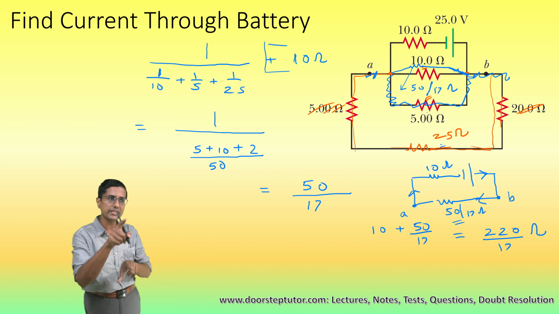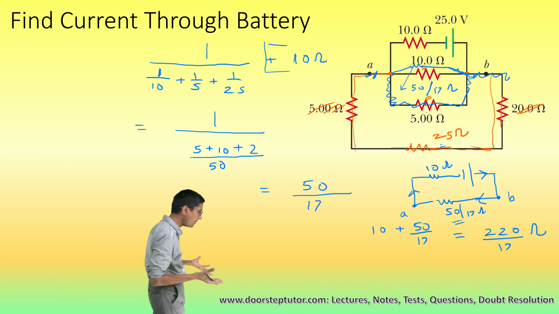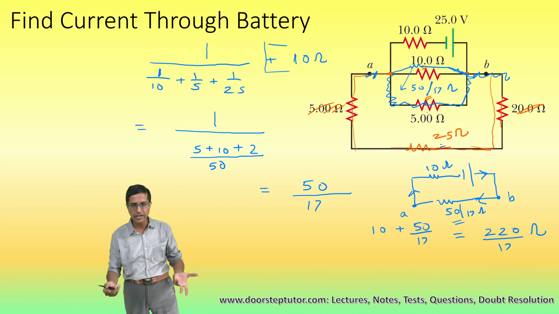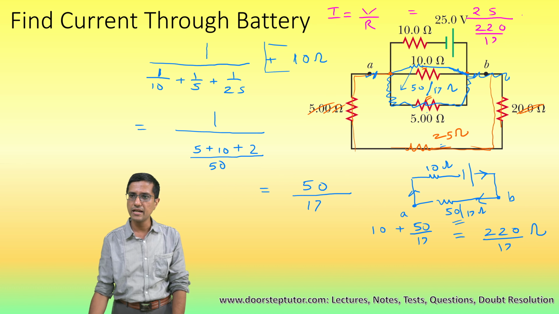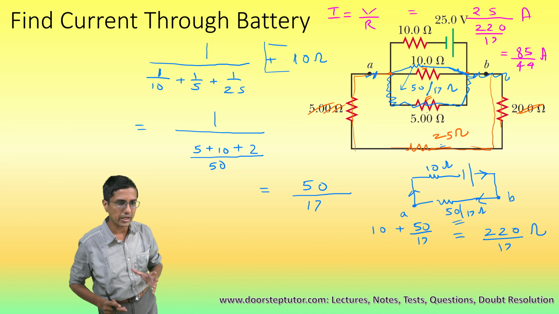We have found the resistance, but we actually need to find the current through the battery. We already know the formula for that, it's not very difficult. I is equal to V by R. So this becomes 25 divided by 220 by 17, in amperes. If you simplify this, it comes out to be 85 by 44 ampere. Again, very simple.